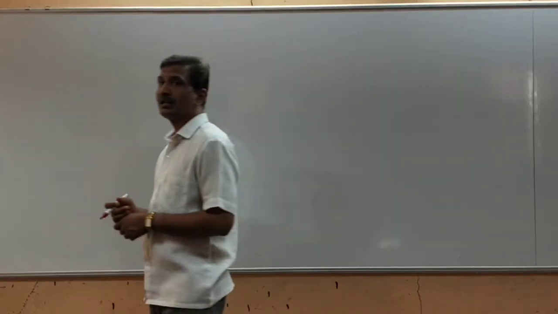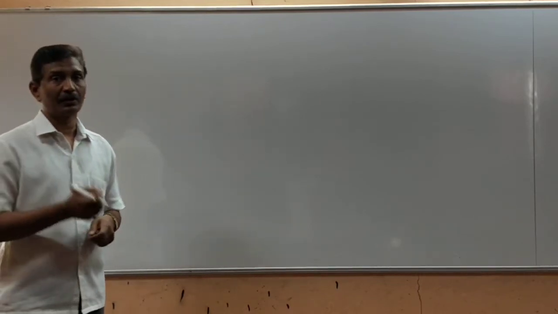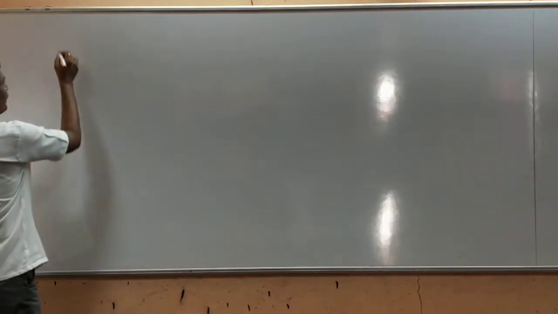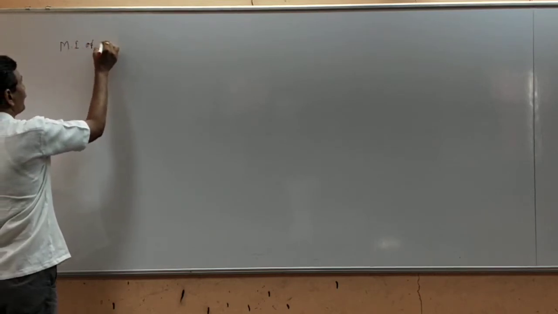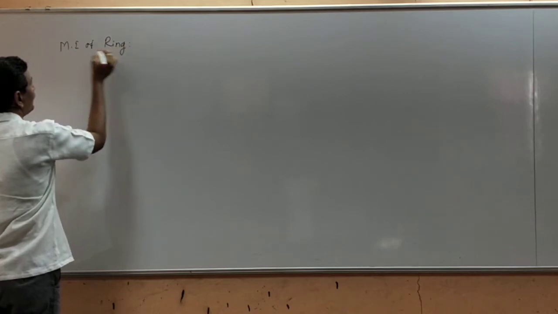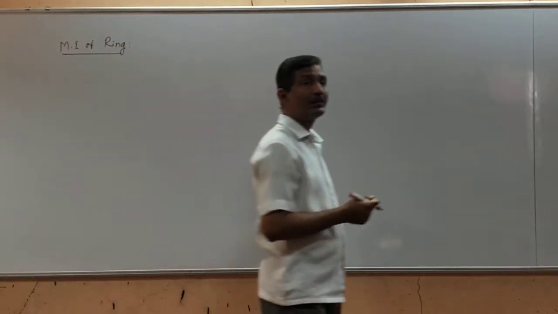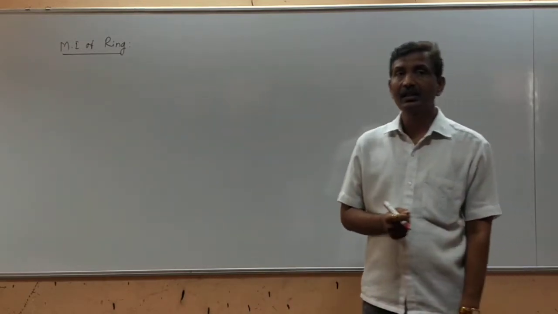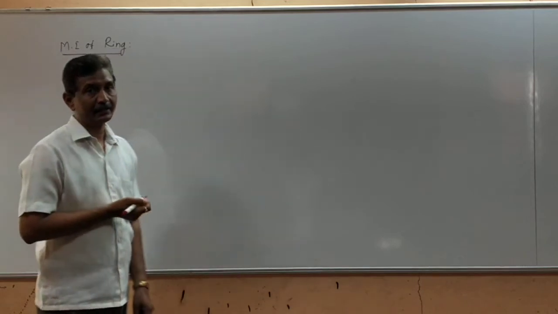So in the last session we discussed the moment of inertia of a rod. Now in this session we consider the moment of inertia of different bodies. First we consider the moment of inertia of a ring. So what is the moment of inertia of a ring? In case of a ring there are four different cases.